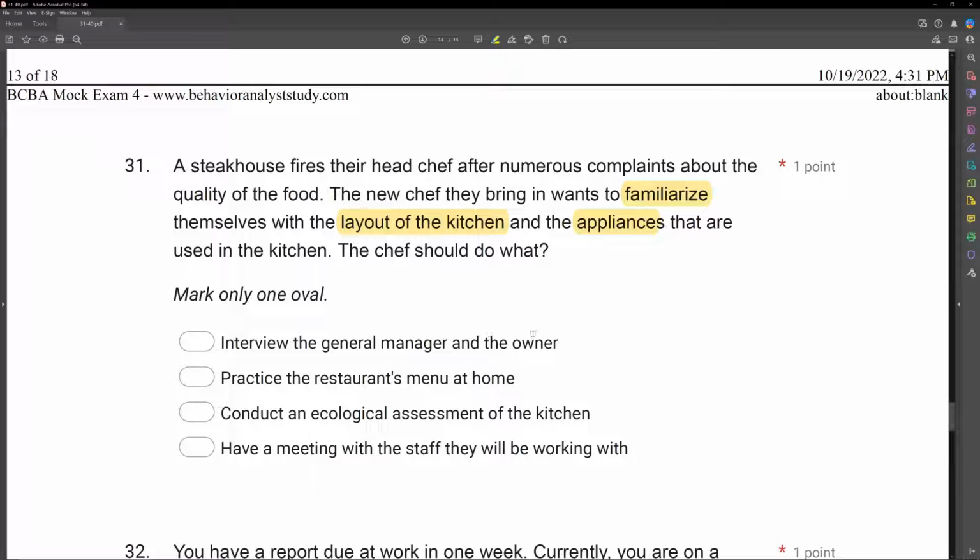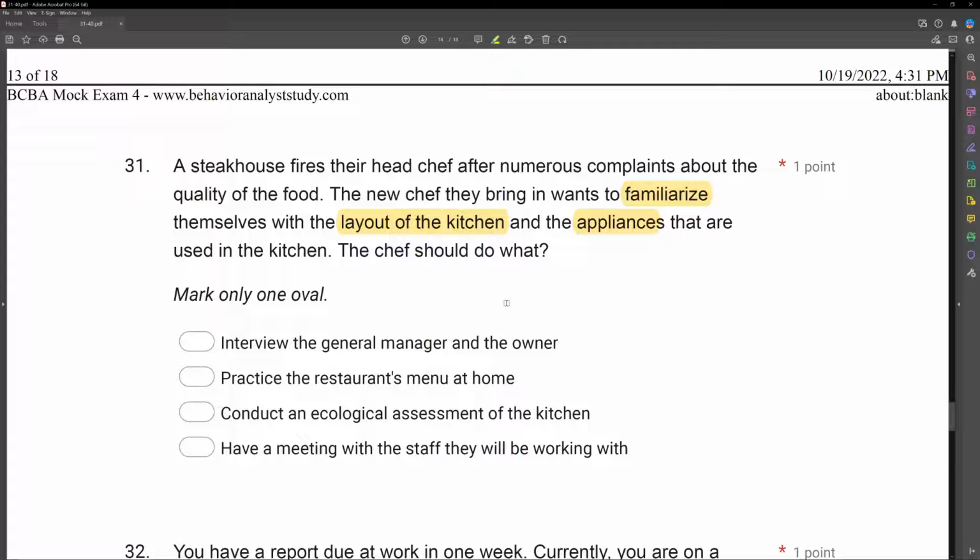A, interview the general manager and the owner. Okay, this is one of those indirect assessments we talked about. I'm sure that could give the chef some good insight on where the appliances are from and their idea of how the kitchen should be run. But what's a better way of actually getting in there and familiarizing himself? Well, he needs to go actually do it, right? See it himself. Remember, we're always trying to directly observe.